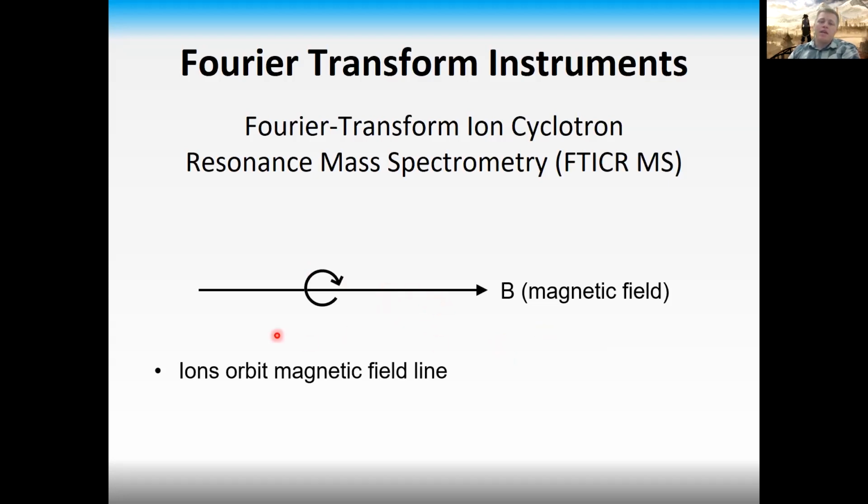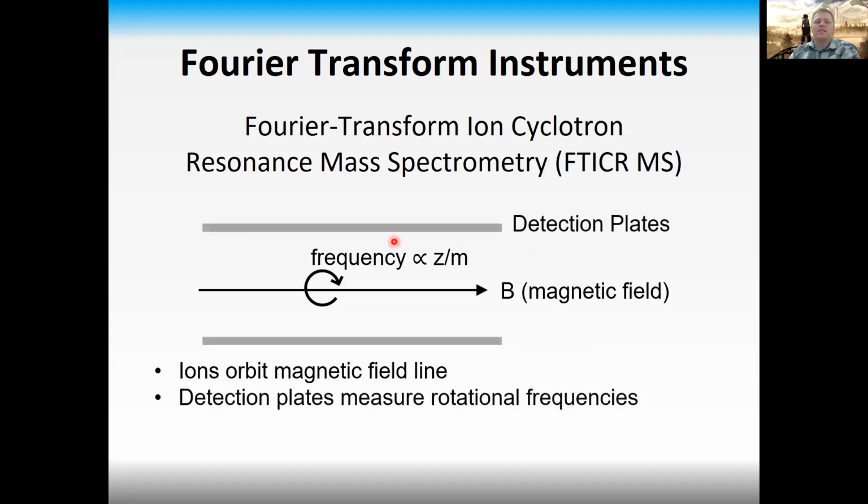But what we get in this FTICR instrument is an orbital frequency. So all of the ions are orbiting basically with the same radius, but the number of times each goes around that magnetic field line per second is actually proportional to the mass to charge ratio, or more specifically to the charge to mass ratio. But that's basically the same thing. So you just have to take 1 divided by the frequency to get this into mass to charge.